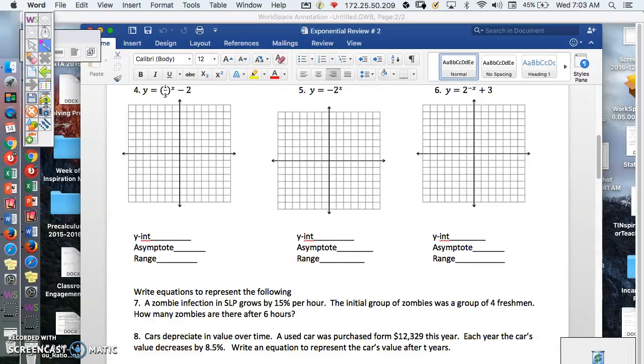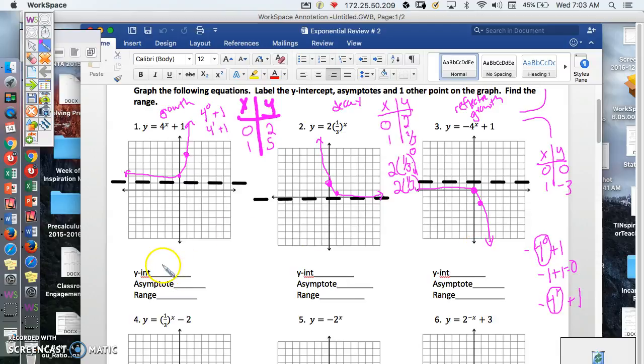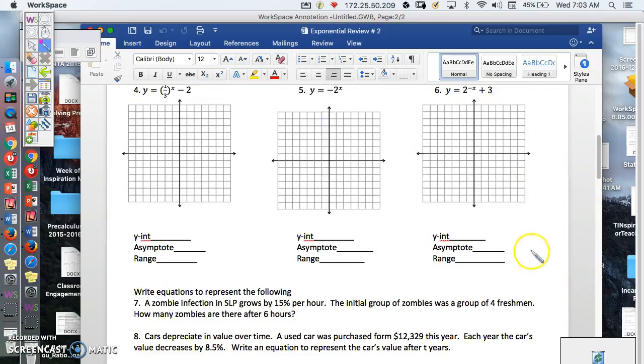Oh, and it looks like I didn't forget that there were some here. So our y-intercept, (0, 2). Our asymptote was at y equals 1. In the range, y has to be greater than 1. Our y-intercept was at (0, 2). Our asymptote was at 0. In the range, it was all greater than 0. Our asymptote was at 0, or excuse me, y-intercept, y equals 1. And then our range, y was less than 0.